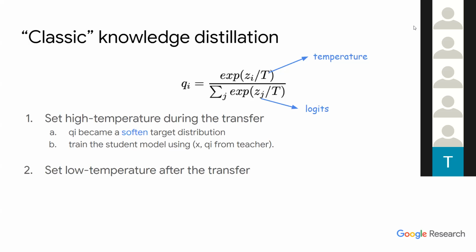And we'll see exactly why this is helpful during the process. But in the Hinton paper, they just call it dark knowledge. Okay.